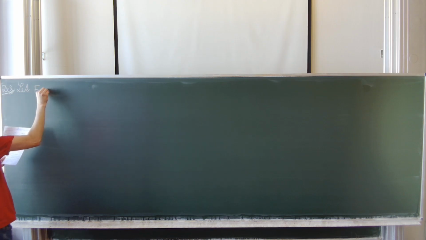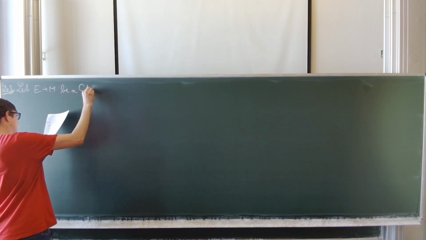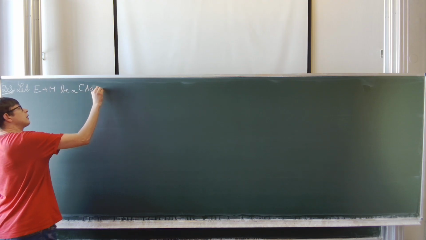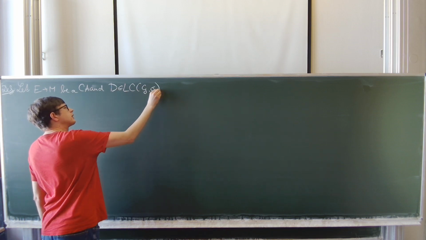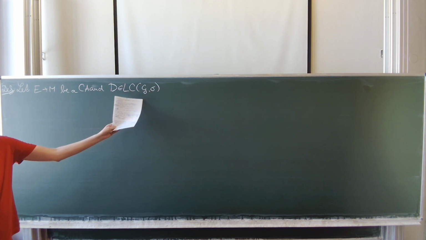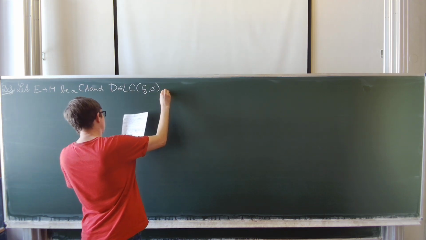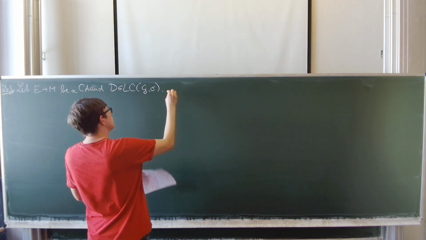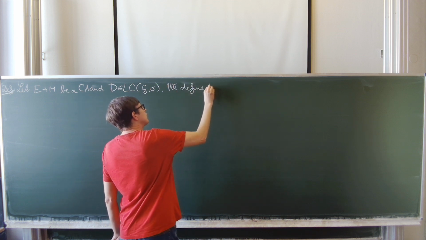Okay, so now let's take a step back. Now let's make a definition. Let E over M be a Courant algebroid, and let's choose a representative of the Levi-Civita class. This is a slick way of saying that we choose a G, a sigma, and a D which is Levi-Civita. So now we can define the Riemann tensor.